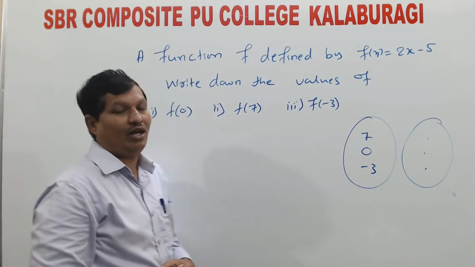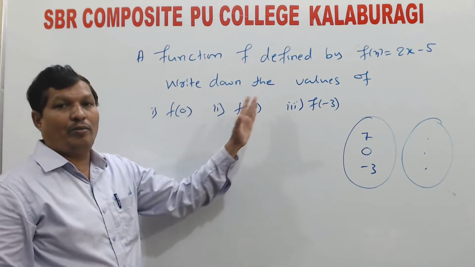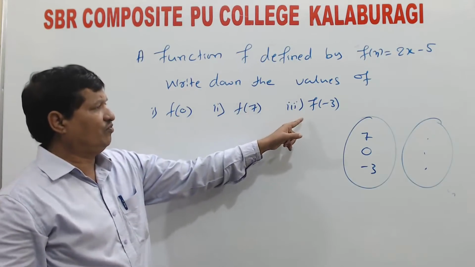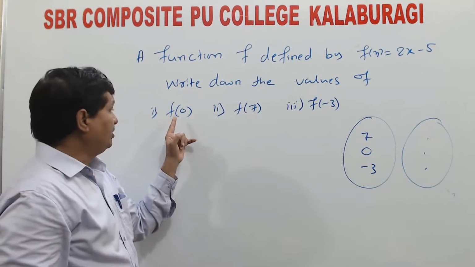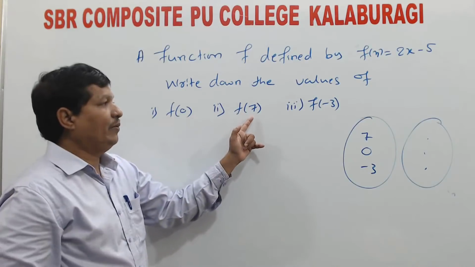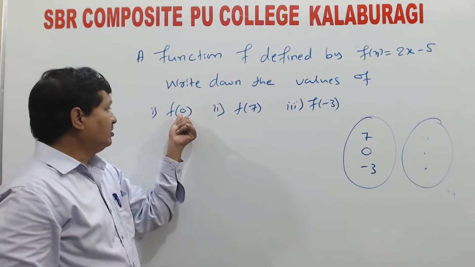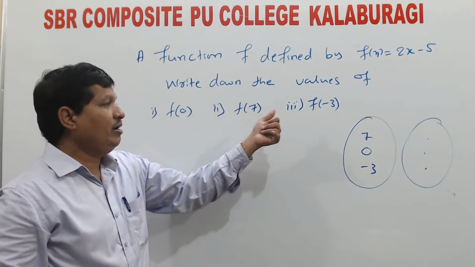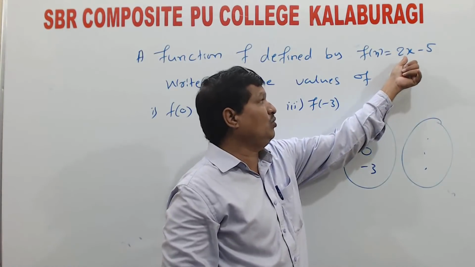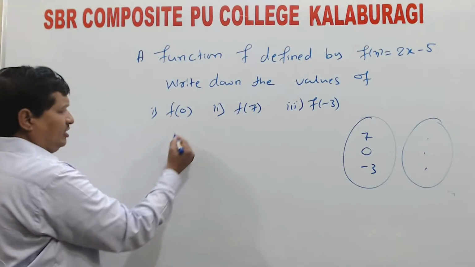Okay, for 1 mark they will ask this. Here they do not use the words domain, codomain and range. Simply they ask to find f of 0, f of 7. Substituting values you will get the f of x value. But these are nothing but the images of 0, 7, minus 3. It means they asked to find the images of 0, 7, minus 3 under the relation f of x equal to 2x minus 5. This is the concept. Directly you can substitute. The answer is very easy.